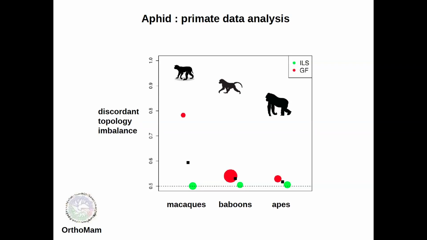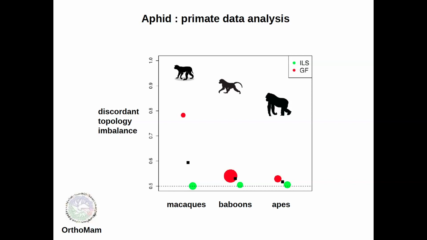Now, in this slide, the y-axis is the imbalance in topology count between the 2 discordant topologies. So that's the signal captured by ABBA-BABA. As you can see, with the green dots, the gene trees that AFID considers are due to ILS have no imbalance. We have 50-50 of the 2 possible discordant topologies, as expected for ILS, which is symmetrical.